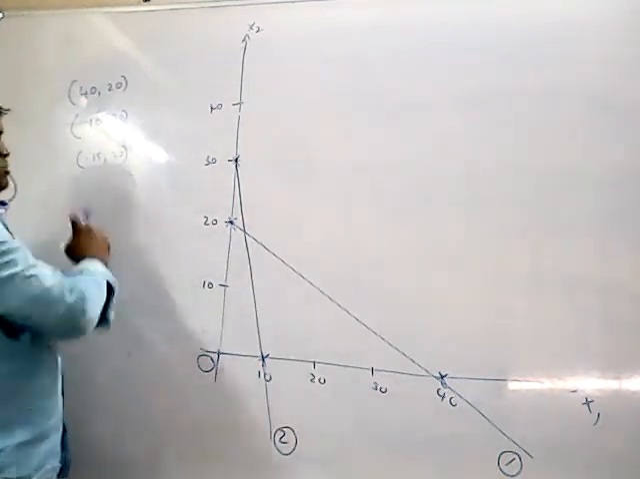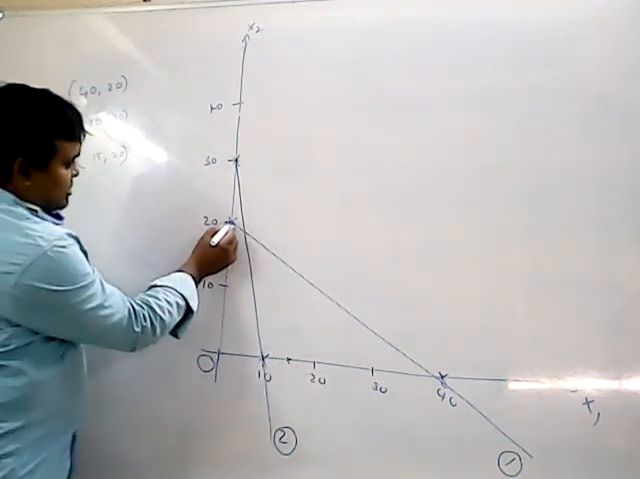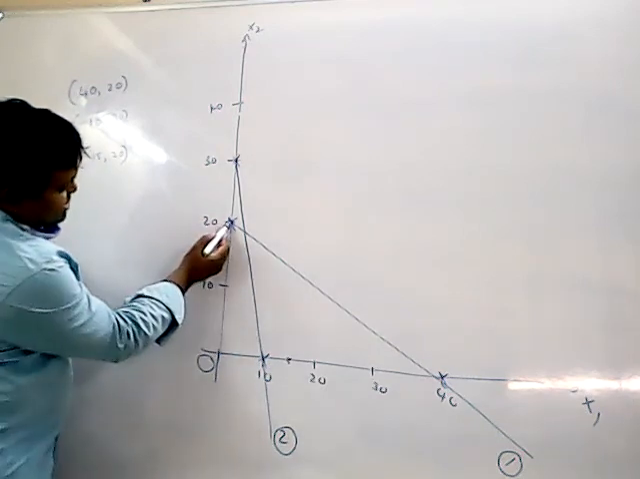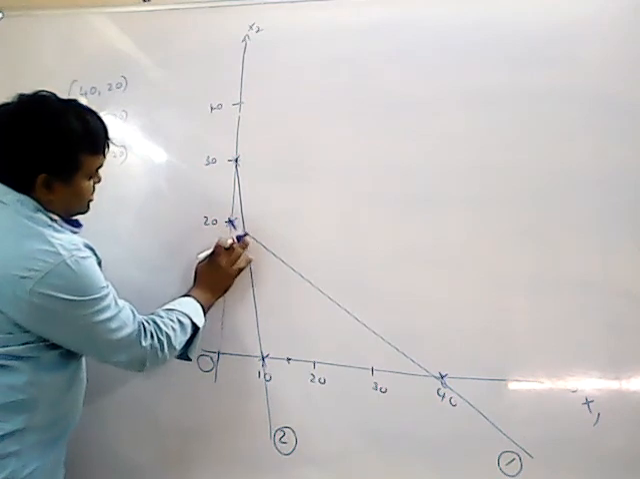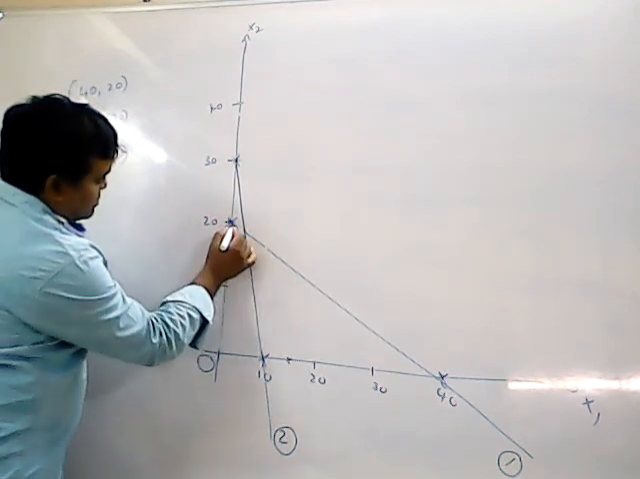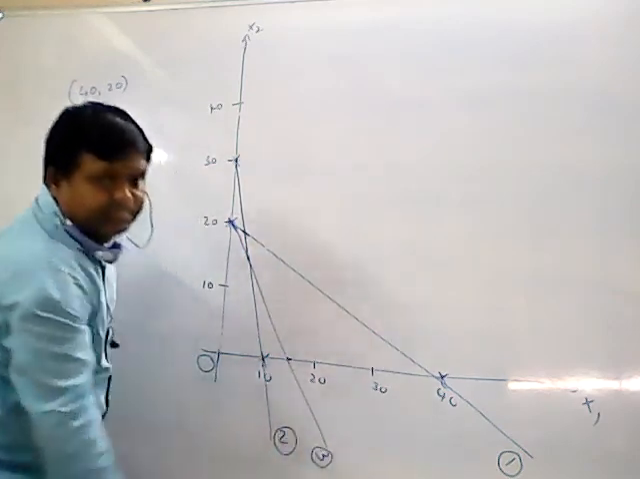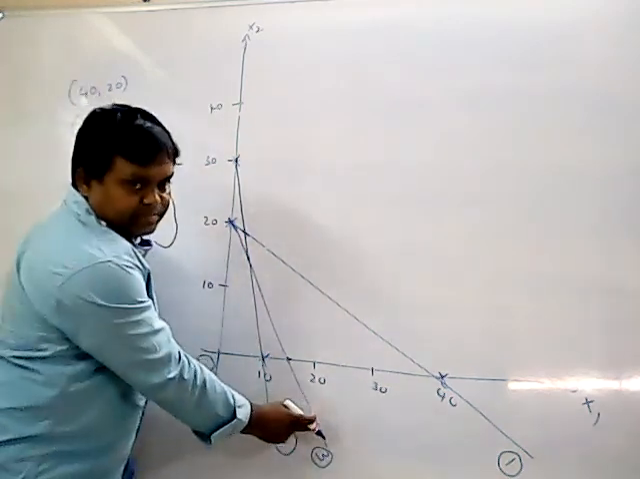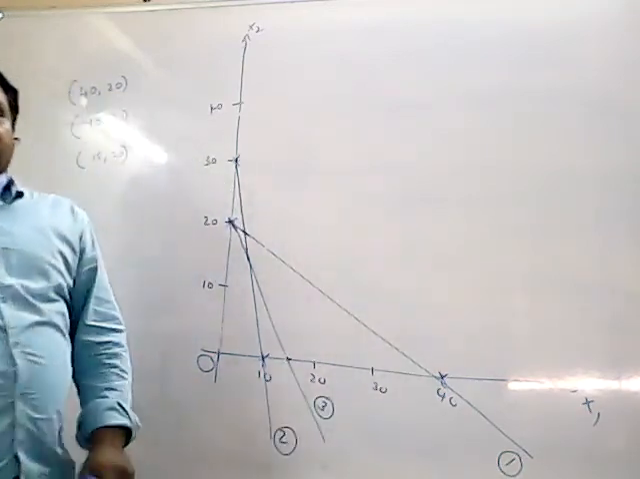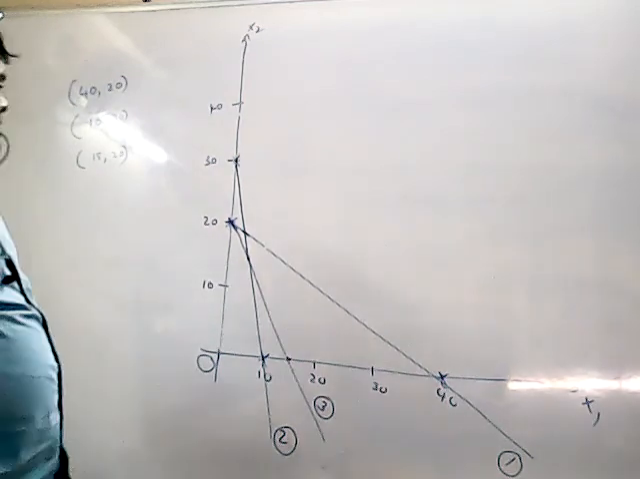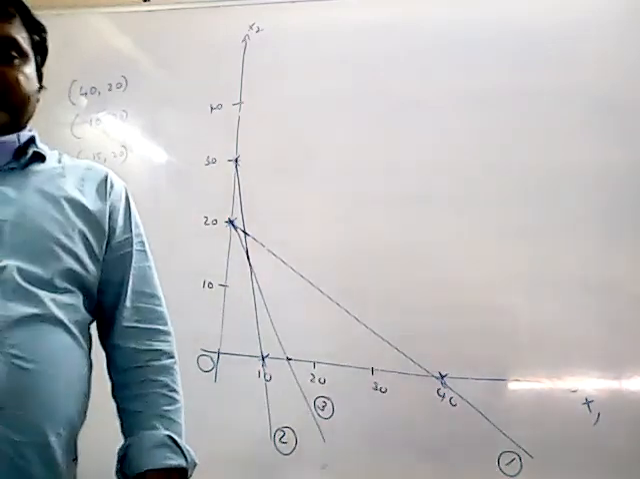Third point, (15, 20). 15 is the x1 value. This is x1, 15 midpoint. And 20 is the x2 value. This is 20. Now join these points here. Use the scale always. This is line 3. You can indicate line 3. Okay, so I got all the straight lines. Now step number 2 is completed.